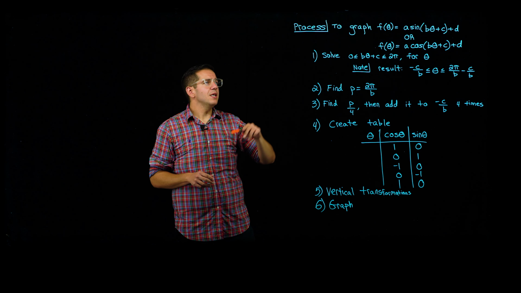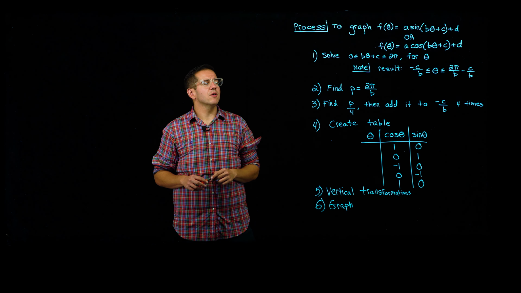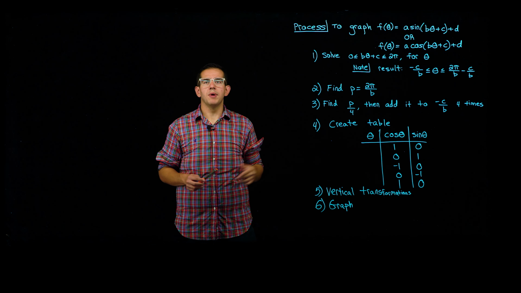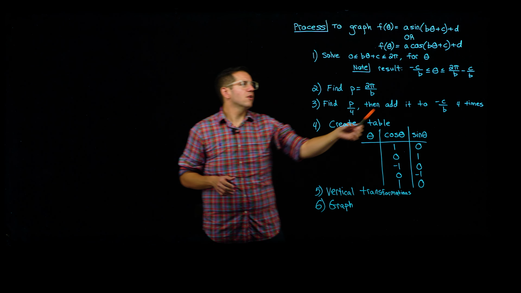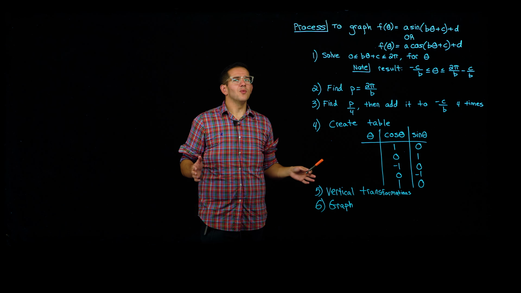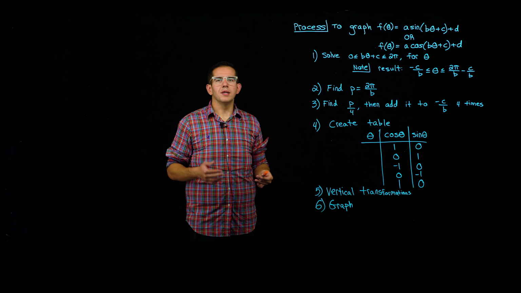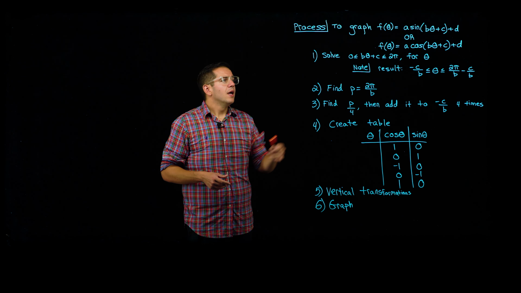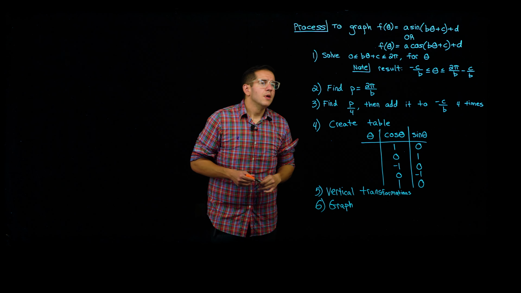Solve b theta plus c is greater than or equal to 0 and less than or equal to 2 pi. We're solving that for theta, and the result I've already written over here. Now, you don't need to worry about memorizing this formula. It's just a matter of solving the inequality for the variable. I've written that out because we're going to reference those values in a moment.